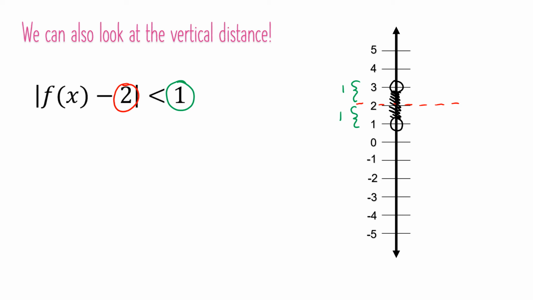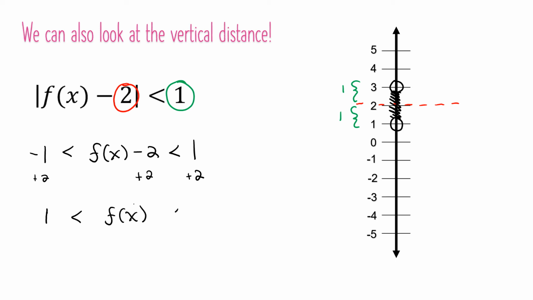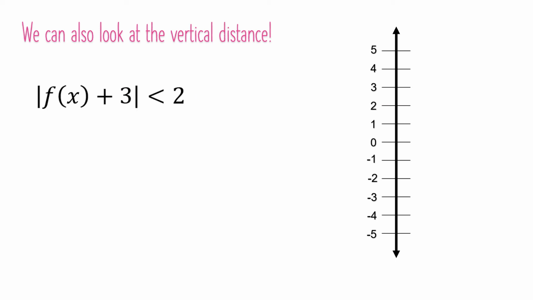And if you wanted, you could show this by converting this to a compound inequality. So we have -1 is less than f of x minus 2 is less than 1. Then we can add 2 to each piece to isolate our f of x. So we have 1 is less than f of x is less than 3, which is exactly what we graphed. And then we can use those properties again.